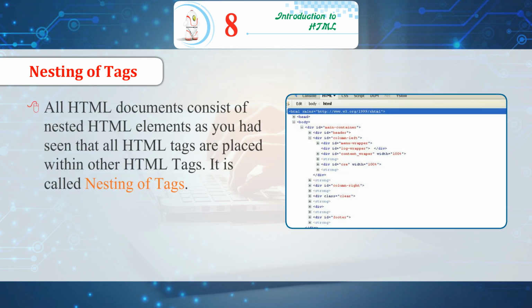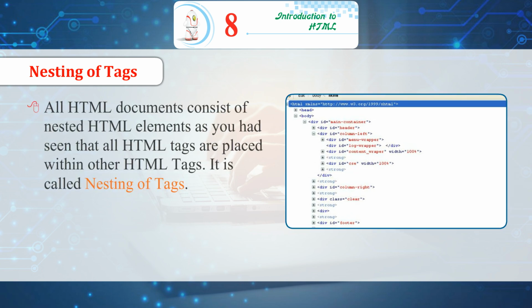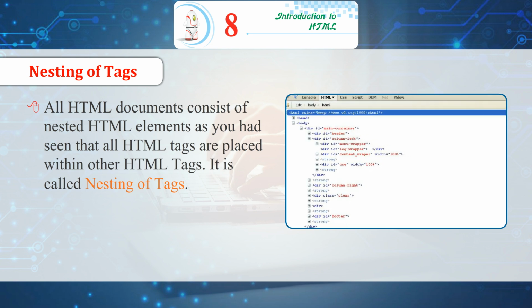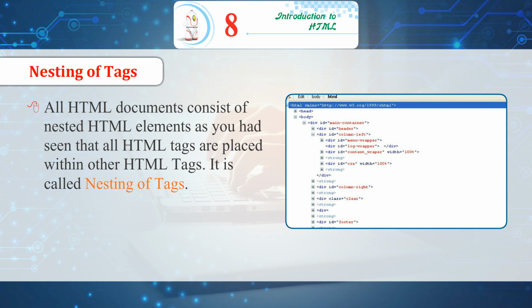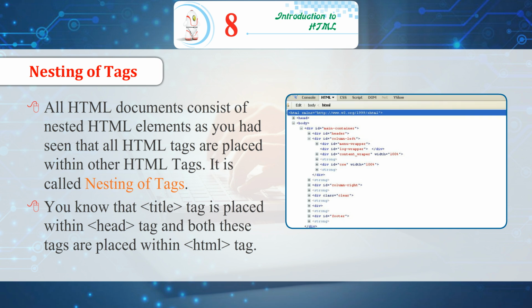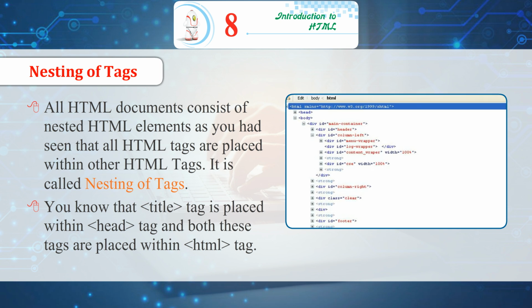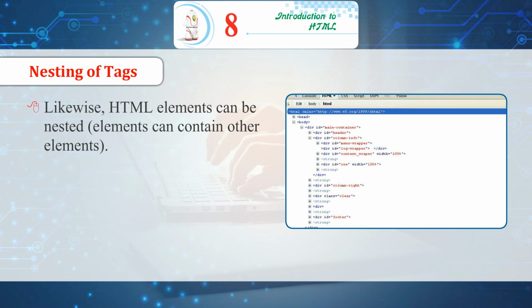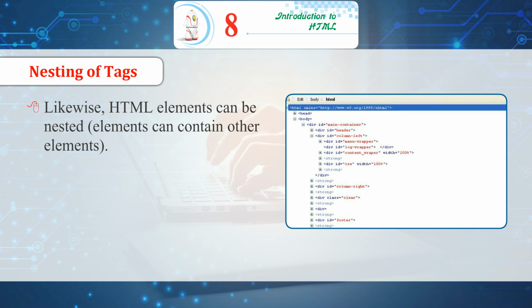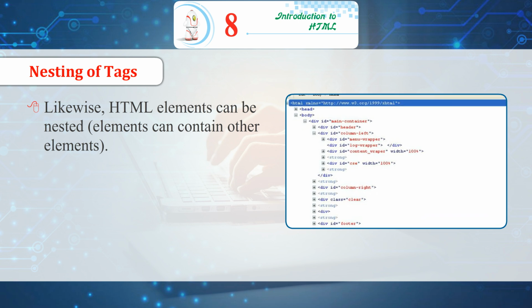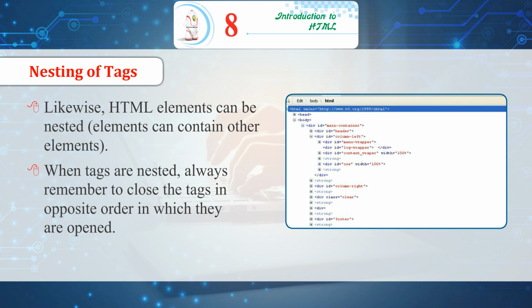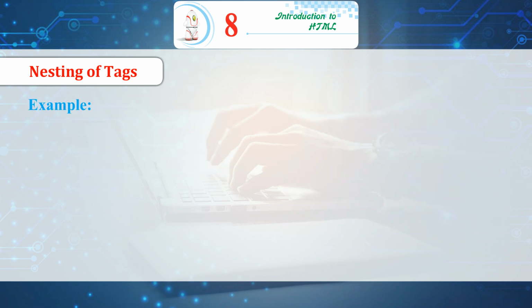Nesting of tags. All HTML documents consist of nested HTML elements, as you have seen that all HTML tags are placed within other HTML tags. It is called nesting of tags. You know that the title tag is placed within the head tag and both these tags are placed within the HTML tag. Likewise, HTML elements can be nested, that is, elements can contain other elements. When tags are nested, always remember to close the tags in the opposite order in which they are opened.